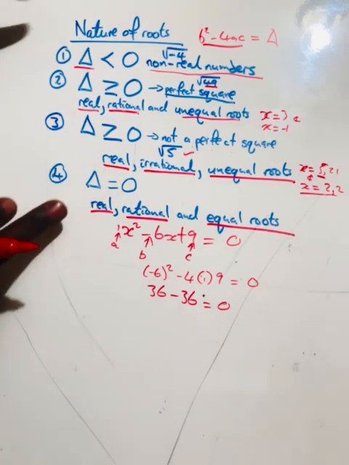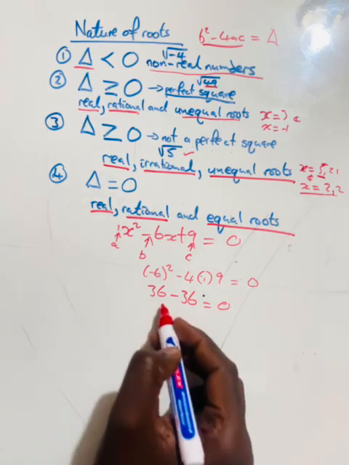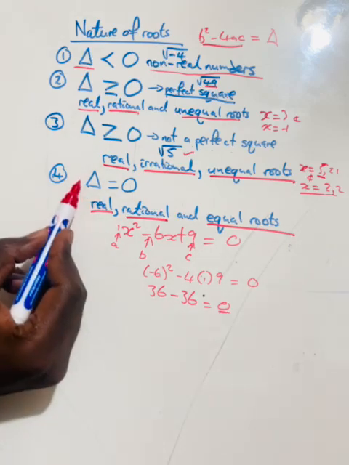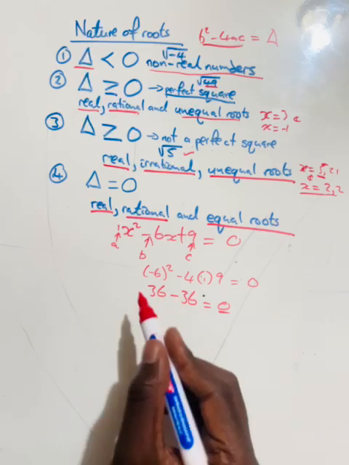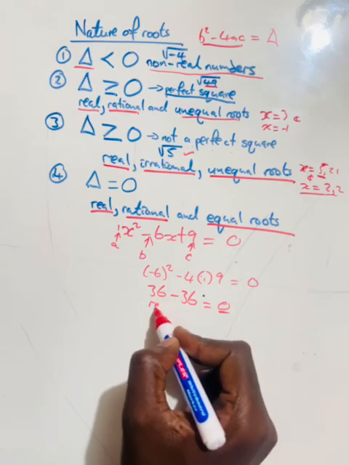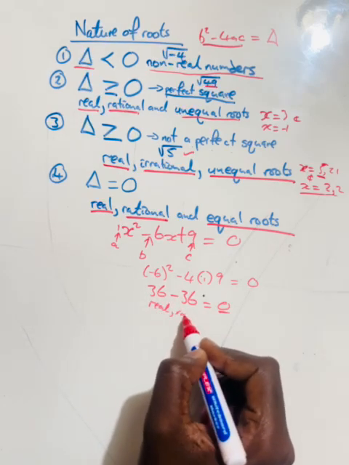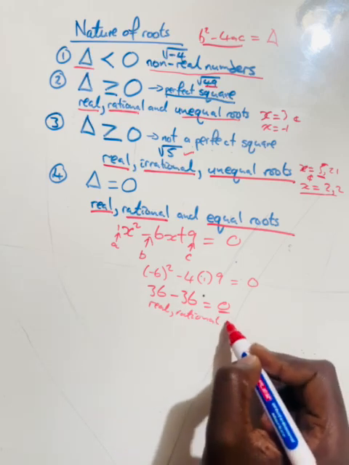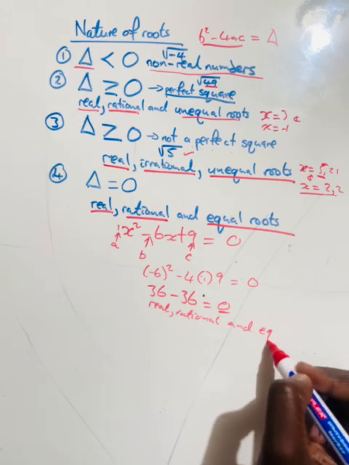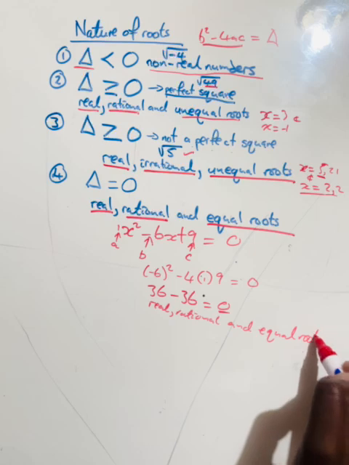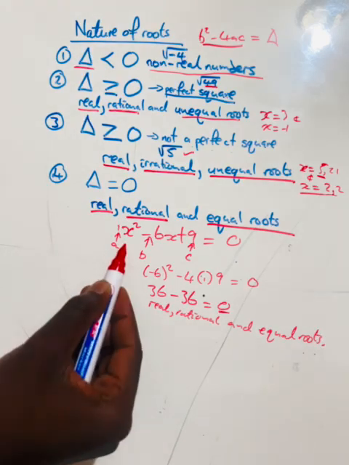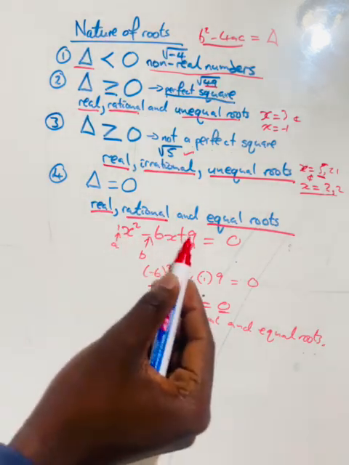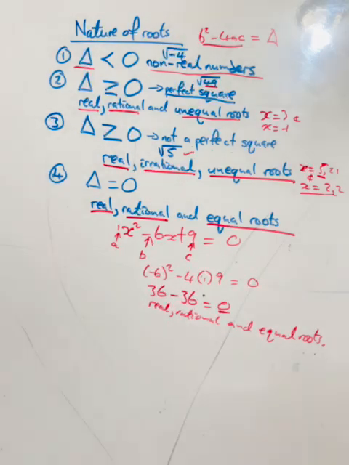Now, if I come to these 4 conditions, I've been told where my discriminant is equal to 0, this is the last condition. It means that my roots are what? Real, rational, and equal roots, right? You can take this entire equation and use a quadratic formula. You will find that the roots, the x, will give you identical solutions, right?